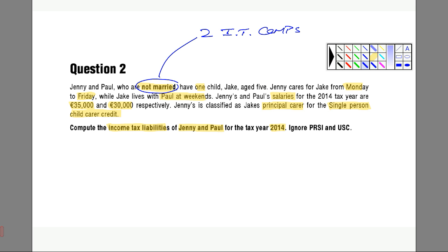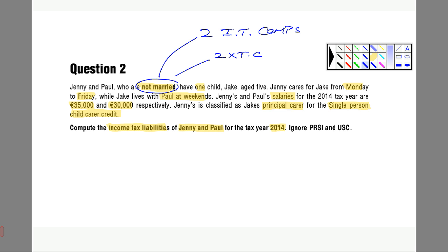Now, in those computations, I would have thought that they're each going to have a tax credit. In other words, a single tax credit. Bear in mind, they're not getting the married tax credit because they are not married. That's the first thing.